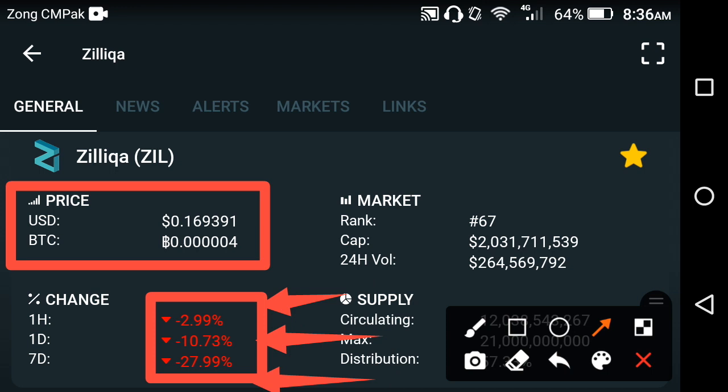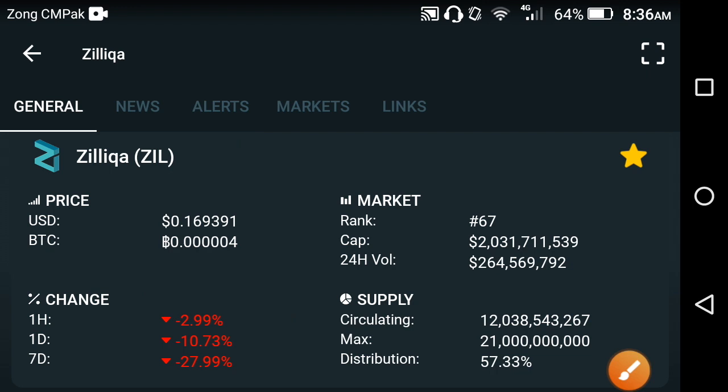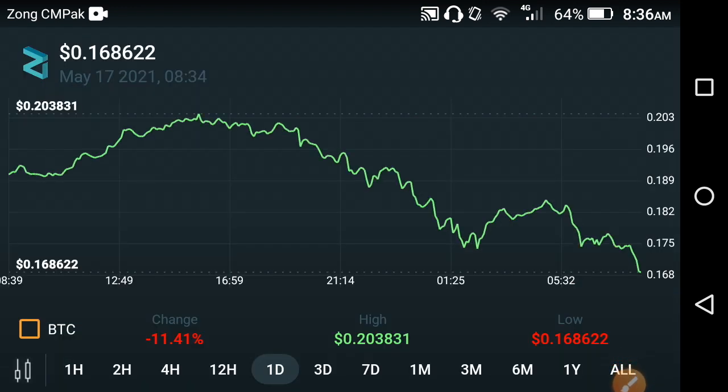Oh my god, such a change is occurring in Zilliqa. This Zilliqa, my friends? Yes, absolutely, this is Zilliqa. Oh my god, I'm really shocked to see this kind of change occurring in Zilliqa. Unbelievable change. What's the reason behind this fall? Let's see, my friends. Let's see the price chart.